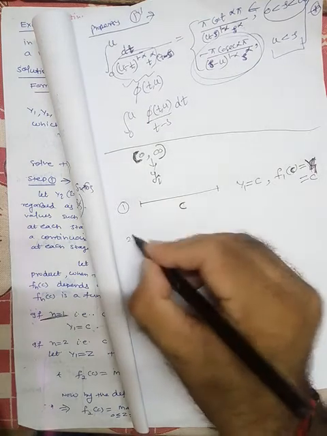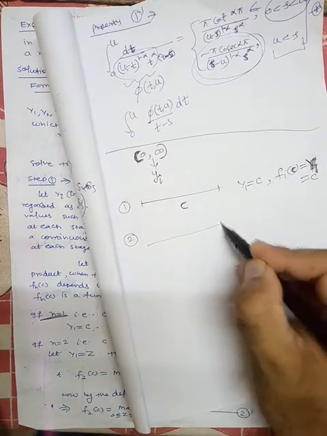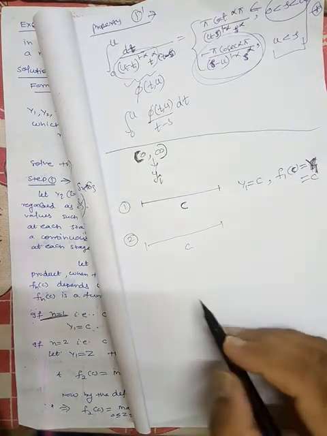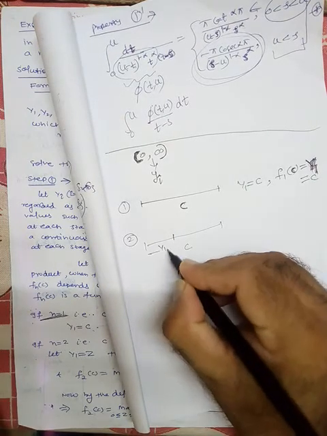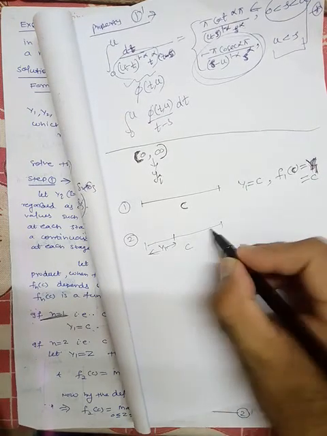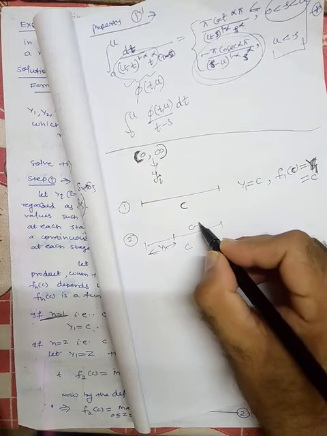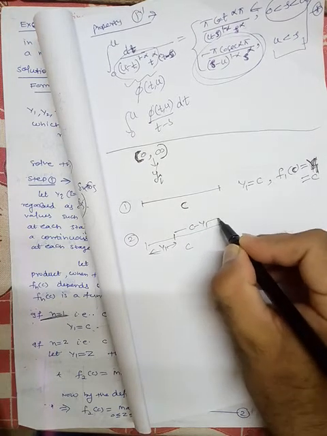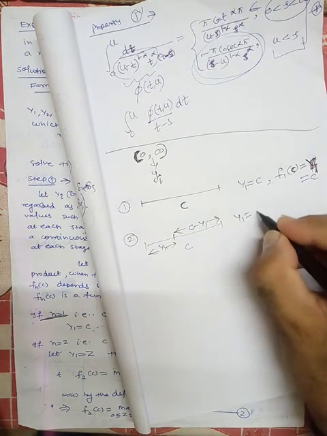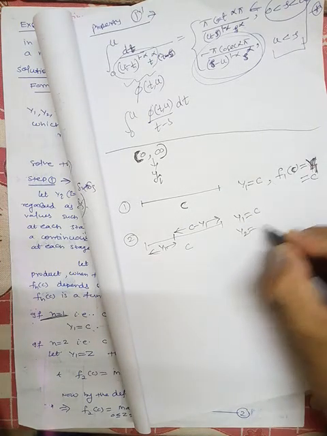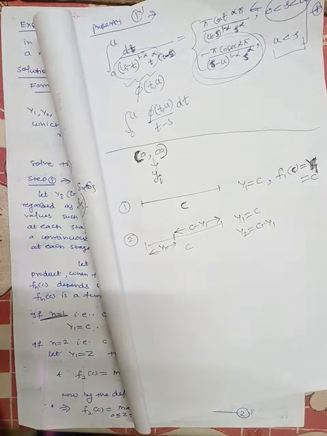Now 2. When this C is divided into two parts, suppose the first part is denoted by y1, from here to here, then the remaining quantity will obviously be C minus y1, from here to here. So y1 is equal to y1, and y2 is equal to C minus y1.